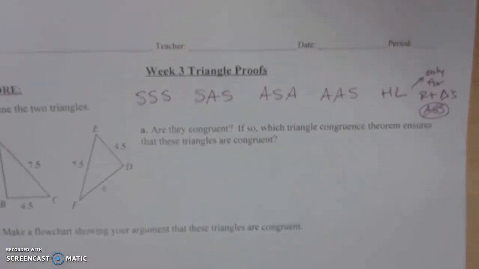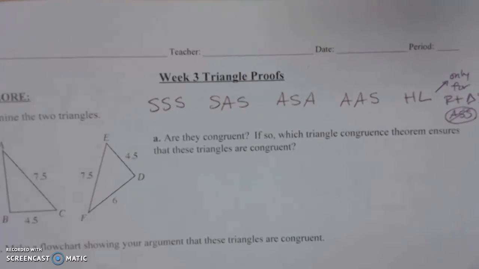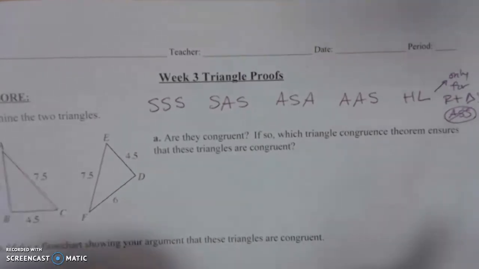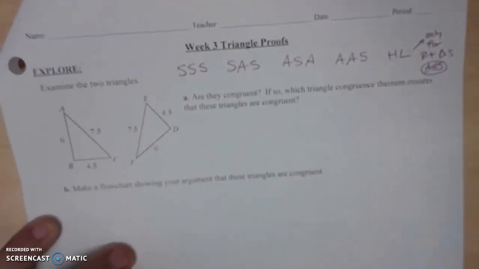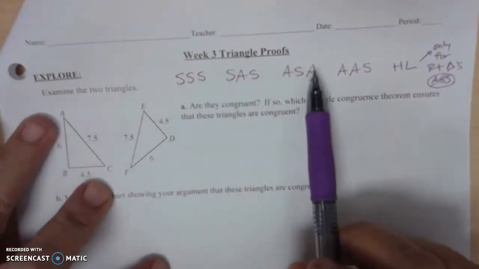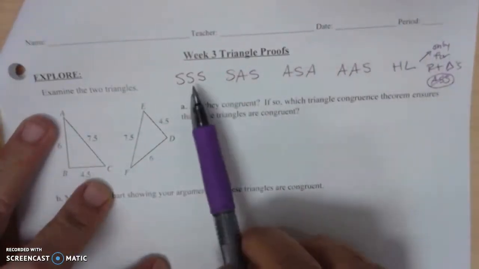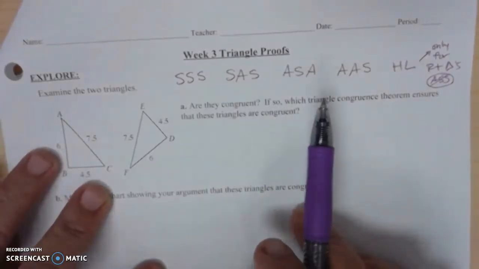All right, the last video for week 3 is talking about triangle proofs. Now this concept can be simple if you're very logical and you follow steps well. One of the things to remember are the 5 shortcuts. It's 3 pieces to each shortcut for proving that triangles are congruent.